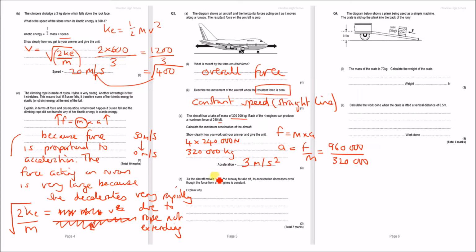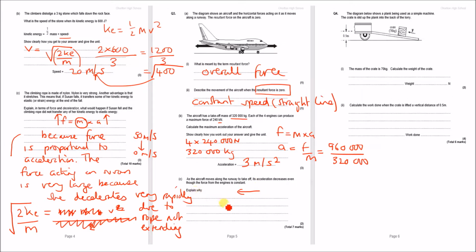Okay. As the aircraft moves along the runway to take off, its acceleration decreases even though the force from the engine is constant. Okay. So the reason for this is because of air resistance. So as the plane speeds up, the air resistance is going to increase. So as air resistance increases, the overall resultant force is going to be lower.